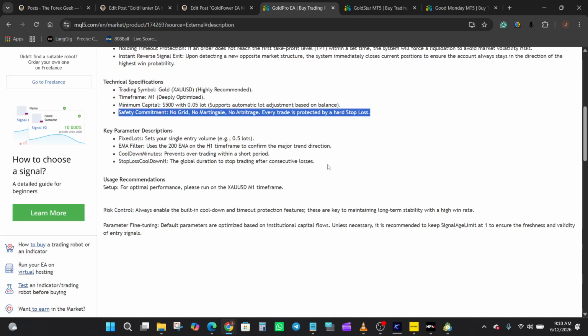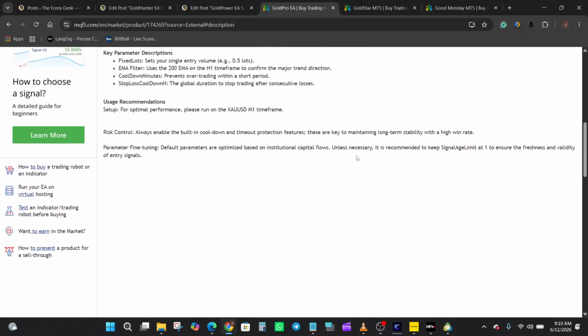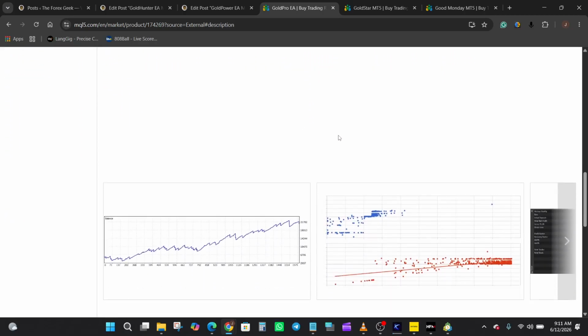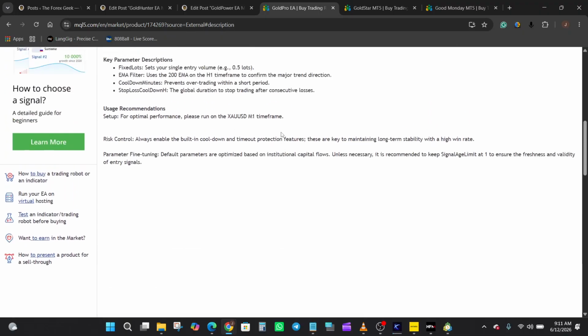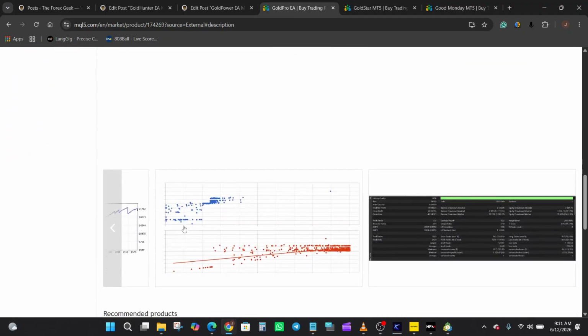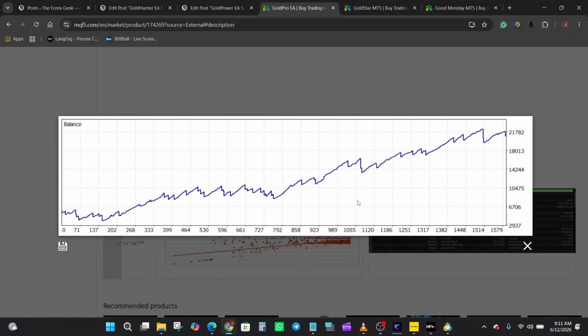All right. Now, moving into the backtesting discussion, the marketplace page references historical testing and mentions a win rate statistic, but detailed strategy tester reports, modeling quality information, and testing methods haven't exactly been written out. So we're just going to go through these images that we have here to better understand the backtest results displayed by the developer on this page.